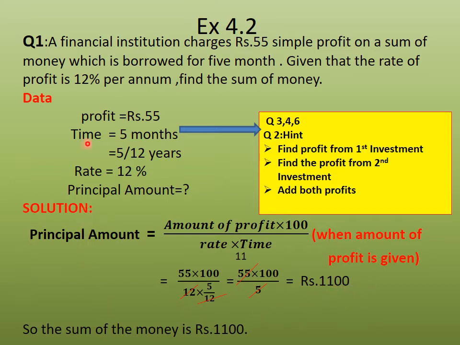So as it is a word problem, we will have to write our answer in a statement. And what is the statement? So the sum of the money is rupees 110 after getting a profit.